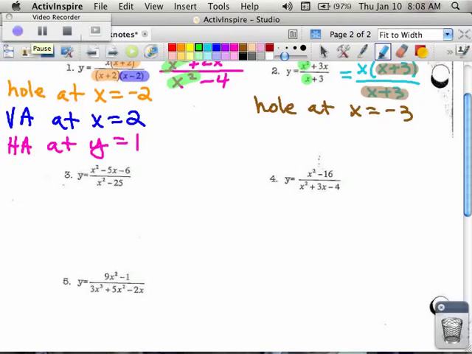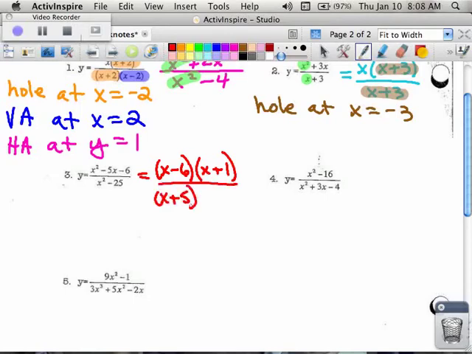Number 3. Again, this is not in factored format, so I'm going to try to factor it to see if there's anything that I can discover right away. So I factored the top, and we did factoring a long time ago, so if this is a struggle for you, you might need to practice a little more. This would be x minus 6 and x plus 1 when you factor. And then on the bottom, that's the difference of two squares, which is x plus 5 times x minus 5.